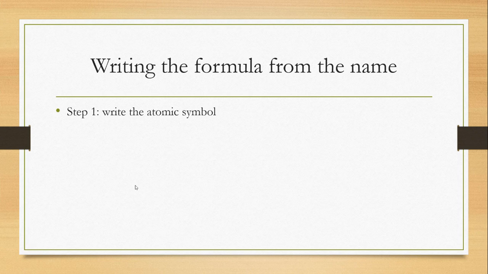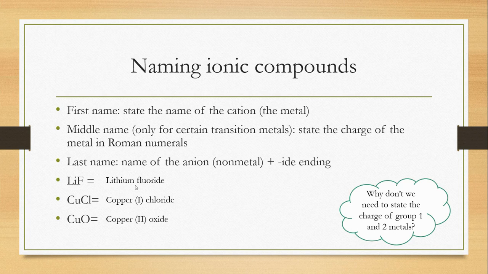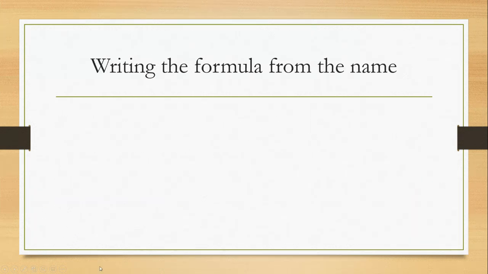So step 1, wait, is that what I meant to do? Yeah, yes it is. Step 1, you want to write the atomic symbol. Oh my gosh, my brain really just stopped working there for a minute. So we went from the formula to the name. Now we're going to go from the name to the formula. And I wrote this backwards, and that's why I'm confused. But we're going to go from the name to the formula.